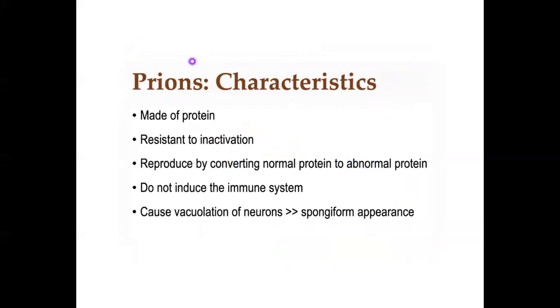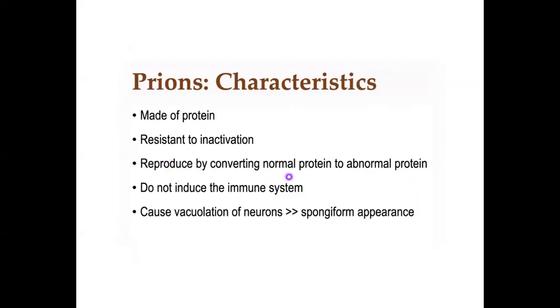So, characteristics of prion: they are made of protein, as you have seen there. The protein is the alpha helical sheets. Resistance to inactivation. As you have said, after the misfolding has occurred, it becomes resistant to inactivation by both protease enzymes and ultraviolet light or heat.